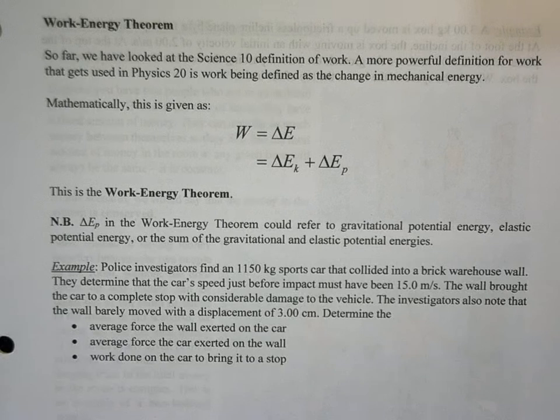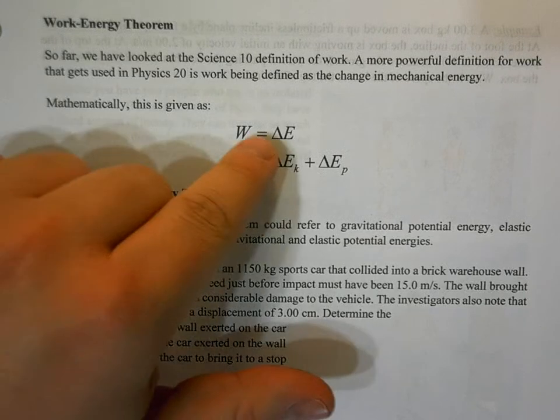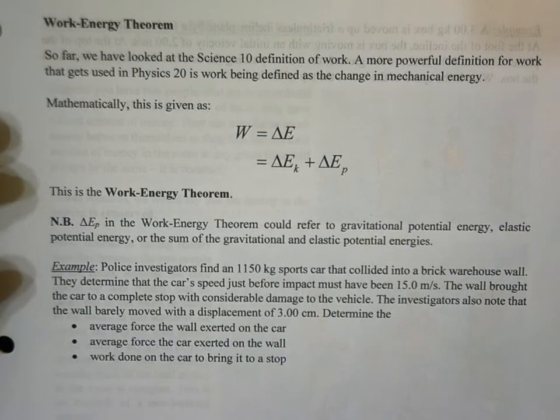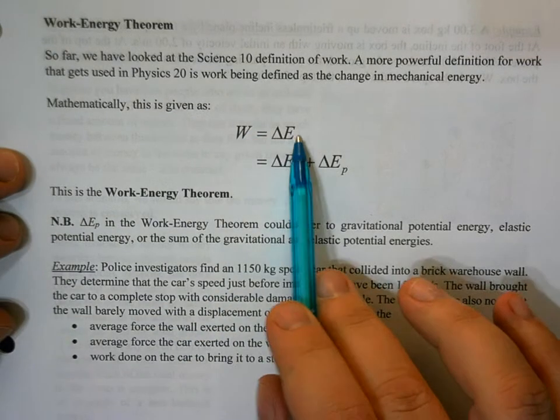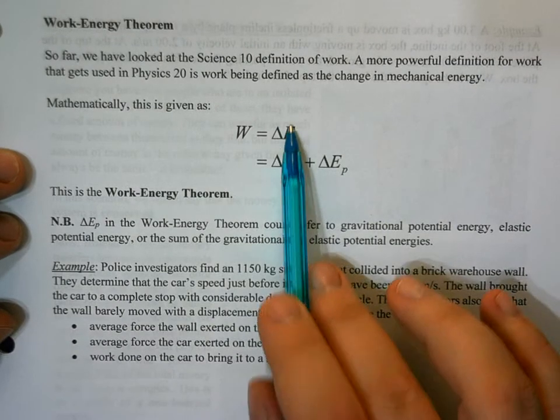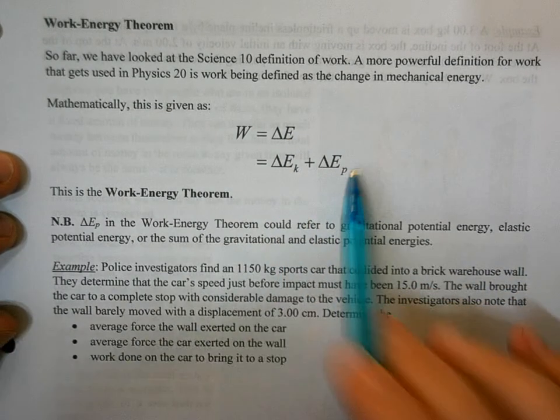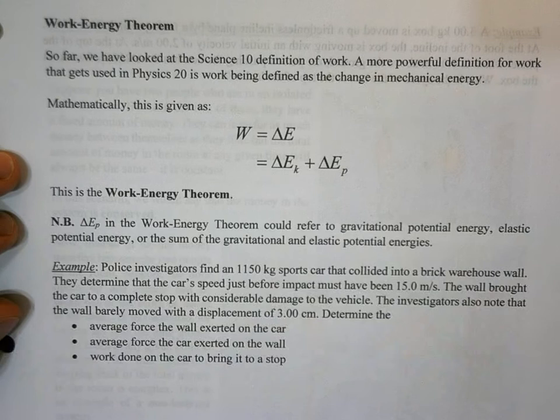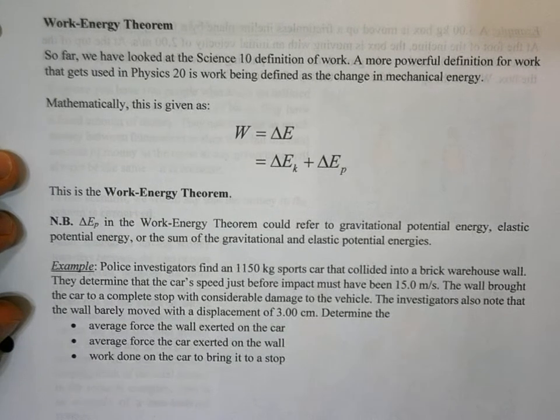So in Physics 20, we're actually going to give you a slightly more powerful definition of work. The work on an object can be defined as the change in its mechanical energy. Mathematically, the work is equal to the change in energy, and this change in energy is the change in the mechanical energy. So this is really the change in the kinetic plus the change in potential. This idea is known as the Work-Energy Theorem.